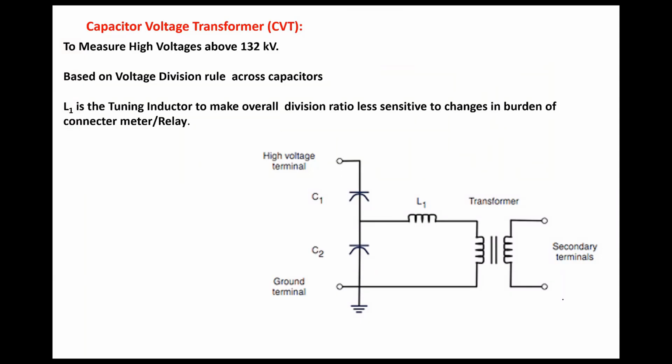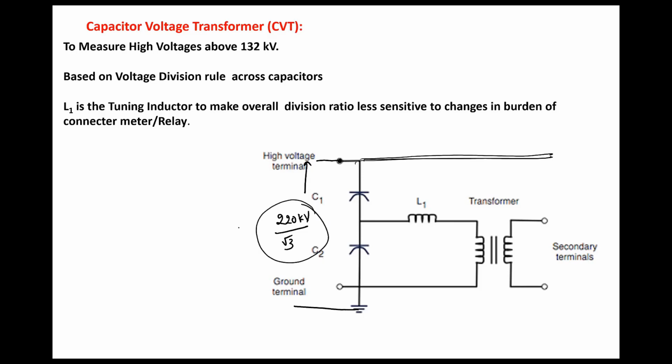It operates on the principle of the voltage division rule across the capacitors. For example, suppose it is a 220 kV line. Since the PT is connected between conductor and ground, the phase to neutral voltage will be 220 divided by root 3 kV.